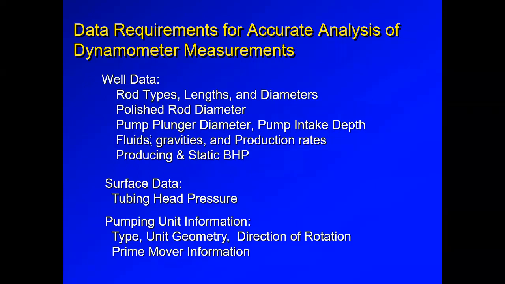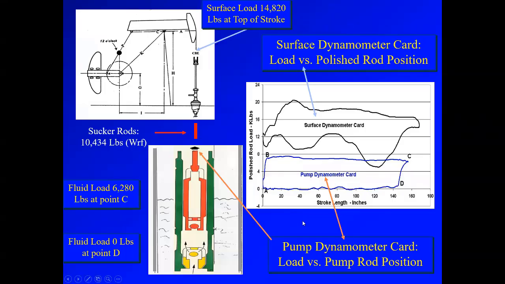Most basic information, recapping: rod string information, plunger size, pump intake. That would be at least what you have to input in the software, aside from tubing and casing information. Now, dynamometer cards.